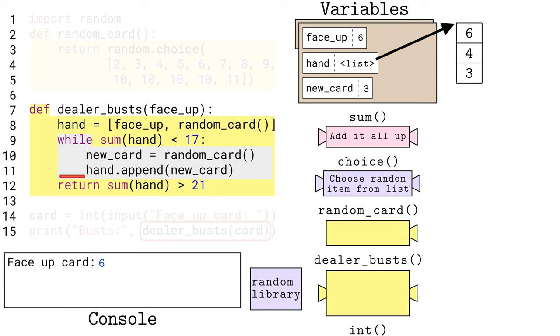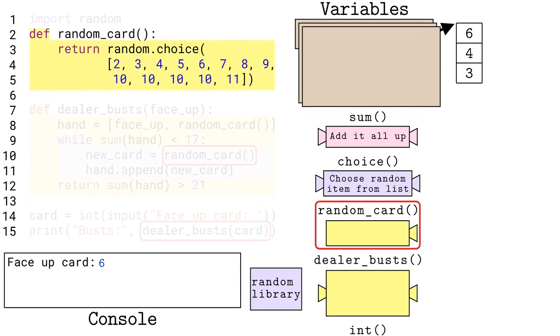Python reaches the end of the while loop. It goes back up to the condition to reevaluate it to see if it should repeat the indented code. Python calls the sum function using the updated list in the hand variable, then evaluates the condition. 13 is less than 17, so the condition is true, and we run the code in the while loop again.